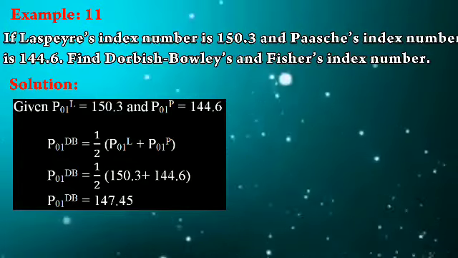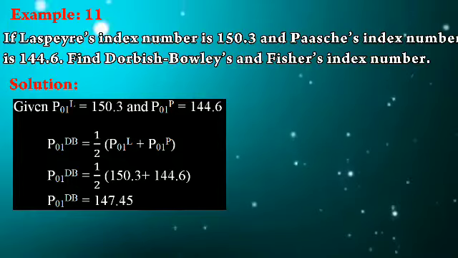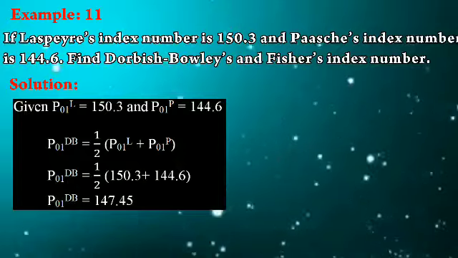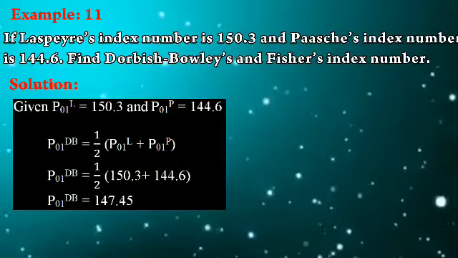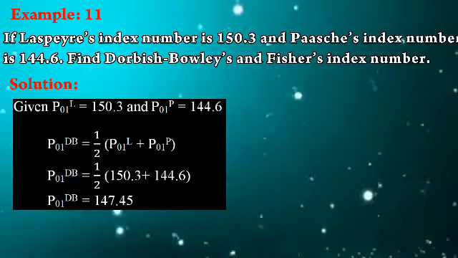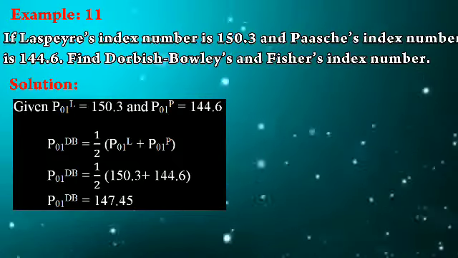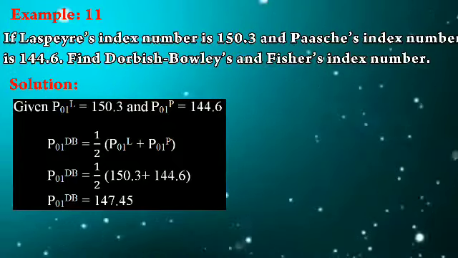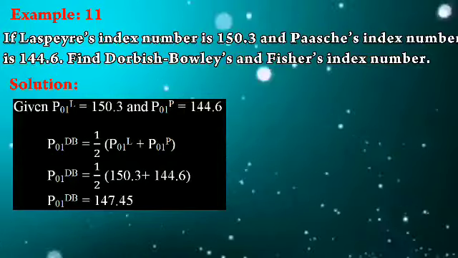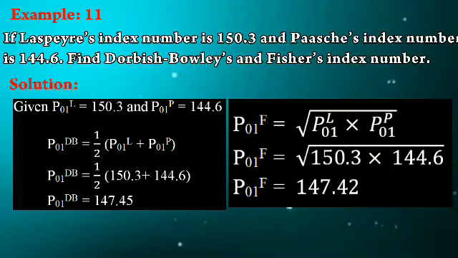Simplify and get the final answer. First add the two values and then divide it by 2. And the final answer is 147.45. Therefore, Dorbish-Bowley's price index number equal to 147.45. Here, since it is a 2-mark question, you need not conclude about the data, which is not necessary. Now compute the Fisher index number, because in this question you should find both Dorbish-Bowley's and Fisher's.